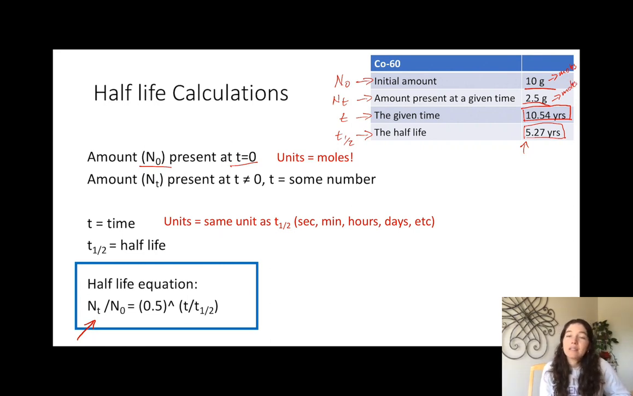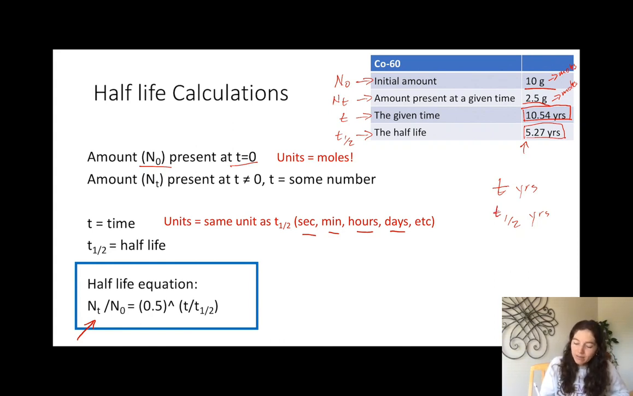And the units on our T and T1/2 can be any amount of time. It could be seconds, minutes, hours, days, whatever it is, but they need to be the same. So if T is given to you in years, then T1/2 also needs to be in years. Usually T1/2 will be given to you, and you'll have to find T, because that is a known value that you can actually look up.